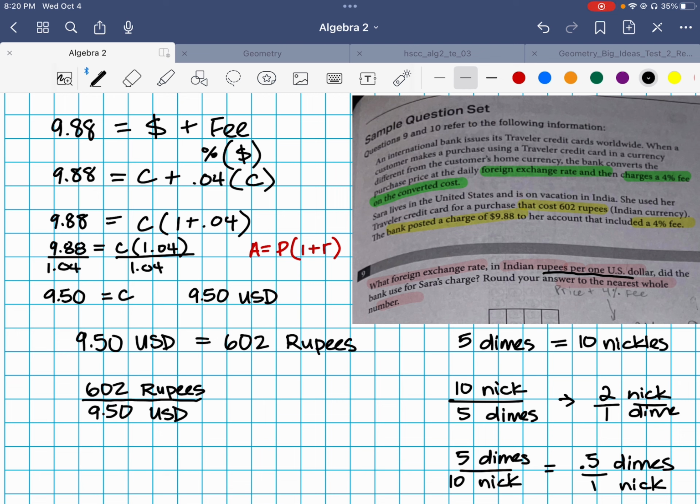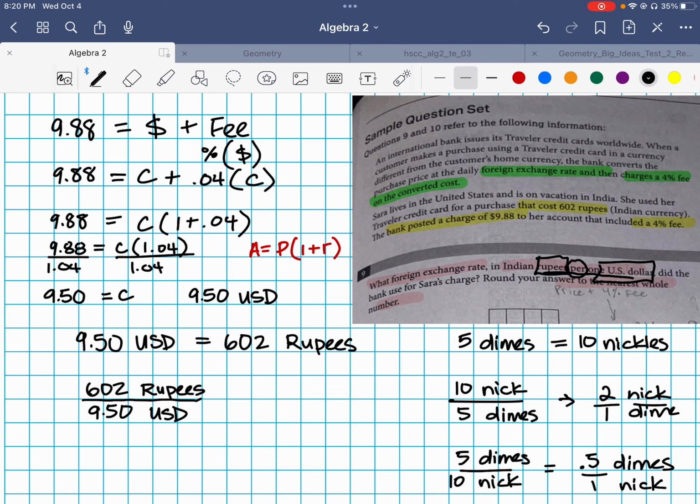Now, when I first did the problem, I put the 950 on top and the 602 on the bottom. That's because I was converting the rupees into US dollars. There's not a conversion here. It just asks you what is the exchange rate for rupees to dollars. So you want to put rupees on top and dollars on the bottom. The word per means to divide. So you're going to take the rupees and you're going to divide it by US dollars. And that's why I'm putting rupees on the top and US dollars on the bottom.